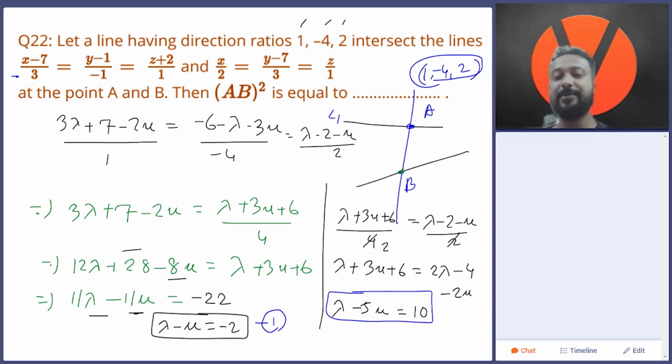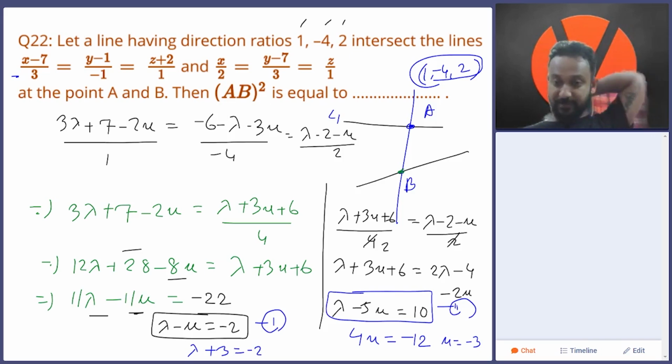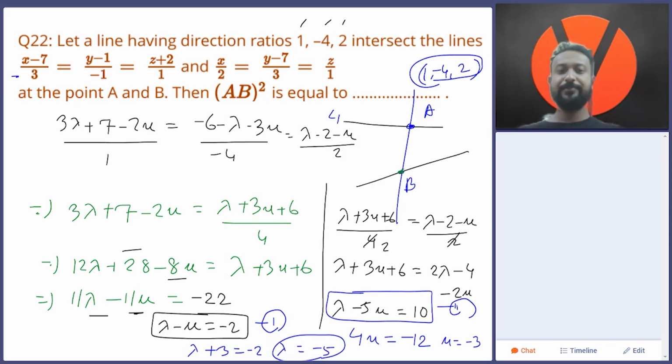So if I subtract 1 minus 2, what will happen? Lambda is gone, minus mu plus 5 mu, I think you will get 4 mu is equal to minus 12. Correct or not? Lambda gone, 4 mu, minus 2 minus 10 is minus 12. Mu is coming out to be minus 3. If mu is minus 3, then lambda plus 3 should be minus 2. Mu is minus 3, no? Correct, so it's plus 3 minus 5. So lambda is minus 5. So lambda is minus 5, mu is minus 3.